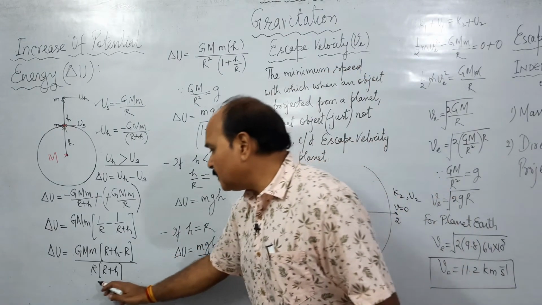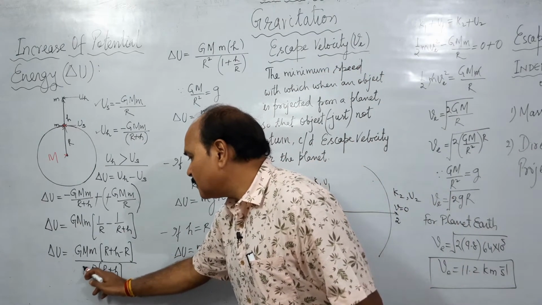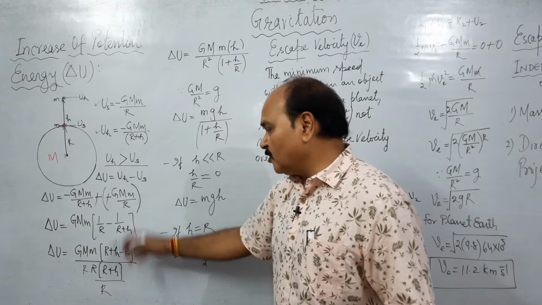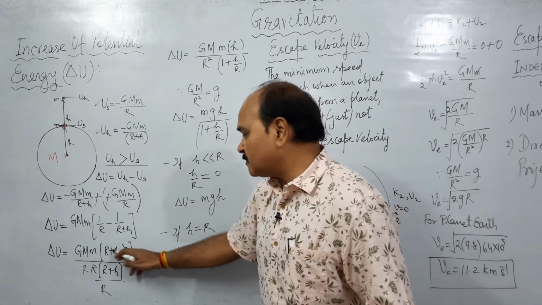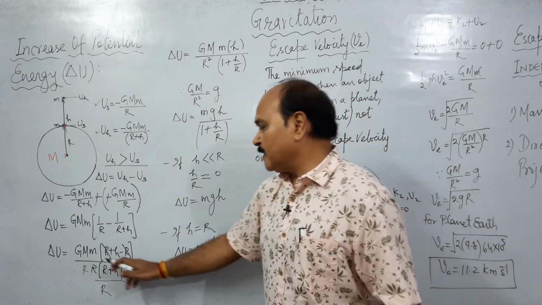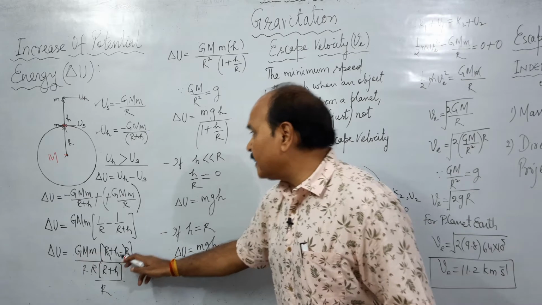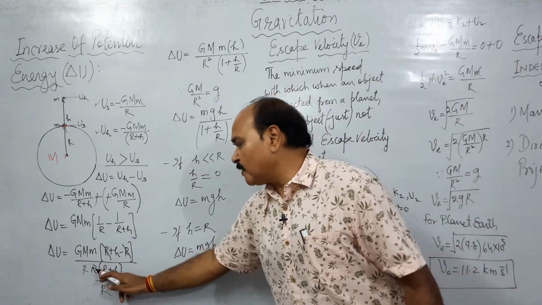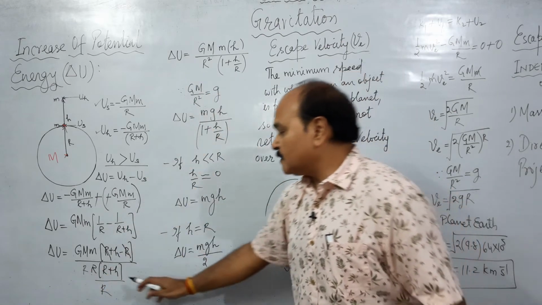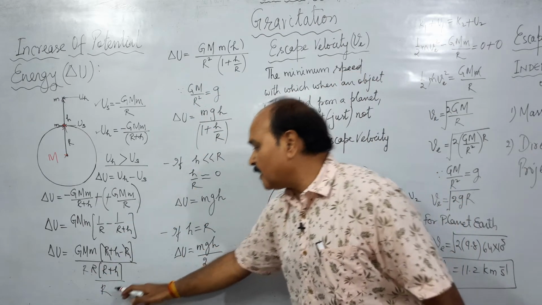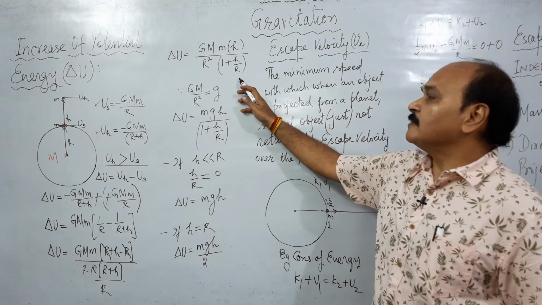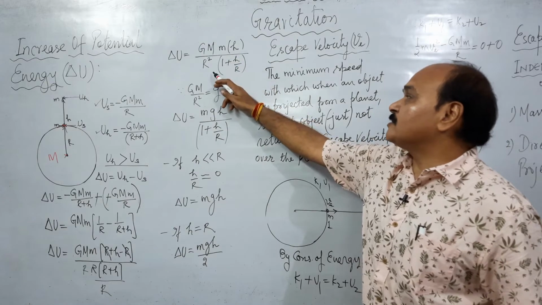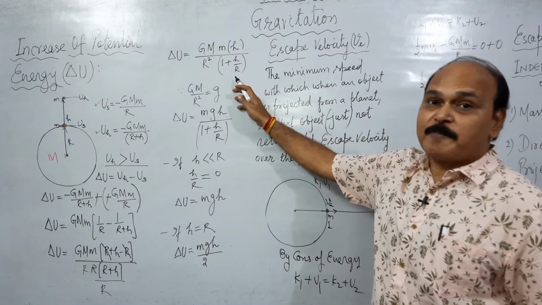Children, let us multiply by R and divide by R in the denominator. And in the numerator, we can see that this R cancels out with this R. So we get GMm into h. And in the denominator, R into R is R square, and R upon R is 1 and h upon R is h upon R itself. So this expression is simplified as GMm h upon R square into 1 plus h upon R.